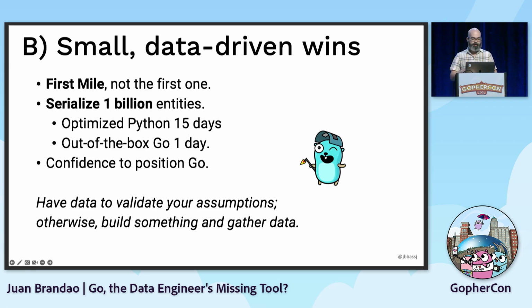With this, we showed that Go is great for fast serialization and type safety, the type of requirements needed for the first mile data service. And we also showed that it was faster to bring to production, as building and running a compiled Go binary doesn't require a specific interpreter or a virtual machine in your environment. This gave us the confidence to use Go in bigger projects. The takeaway here was to have data to validate your assumptions, and if not, build something and gather data.